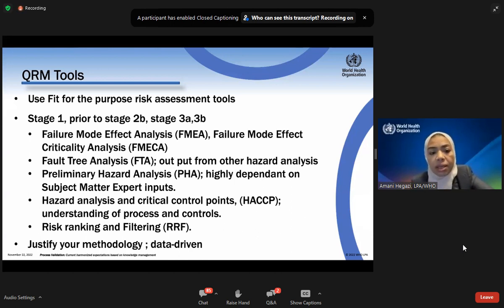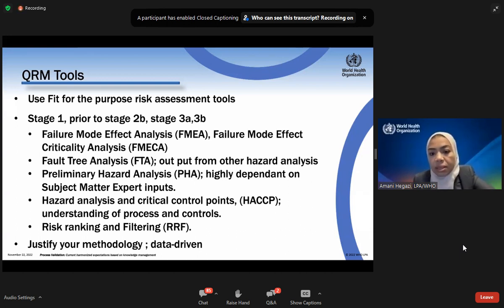Another tool is the fault tree analysis, or FTA, which starts with a fault mode, and then checks what are the causal factors for this fault mode. So it goes from the end to the start. For example, if we have a contamination, what will be the main causes of contamination? It may be due to the environment, it may be due to the operator, and so on.